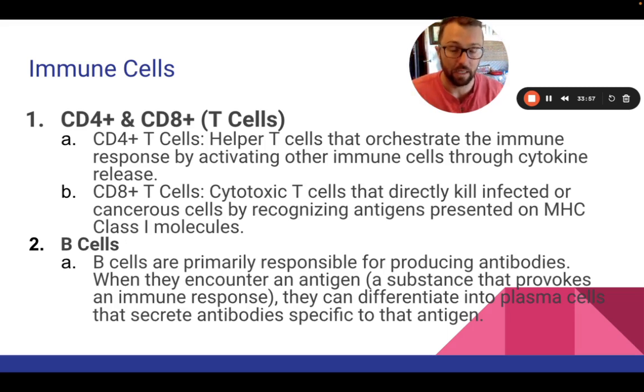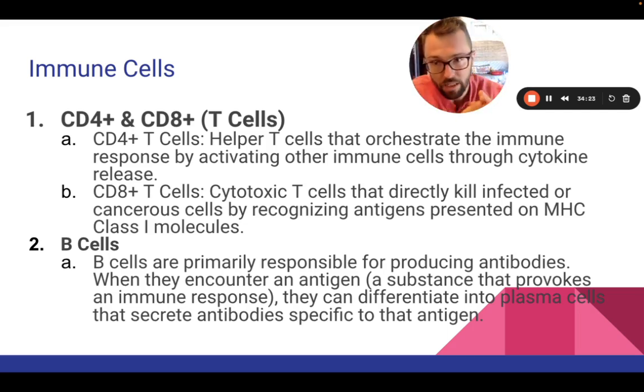CD8 plus T cells, these are cytotoxic T cells that directly kill infected or cancerous cells by recognizing antigens presented on that MHC complex. So CD8 plus, these are the killers. These are the ones that cut the cord, take out the trash. CD4 helping recruit the right players. CD8 plus, the killers. Then you've got B cells, not to be confused with beta cells.